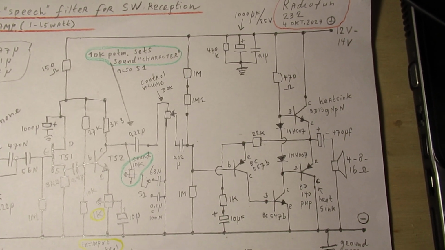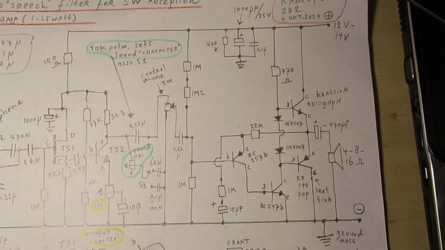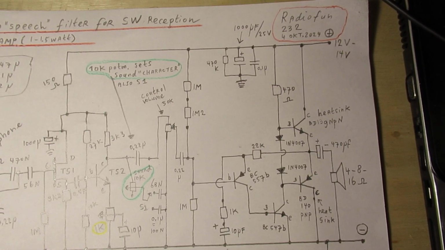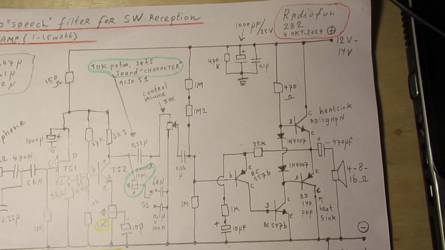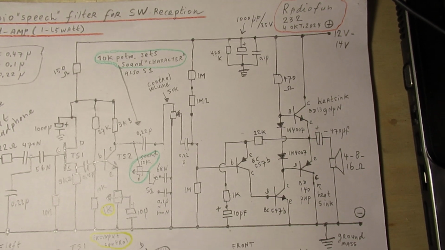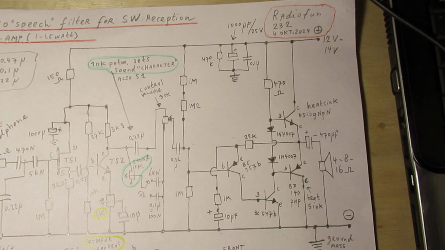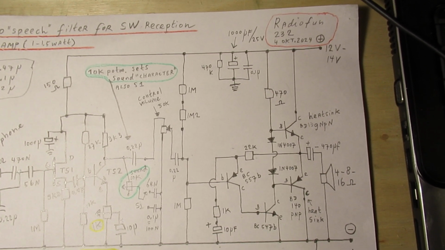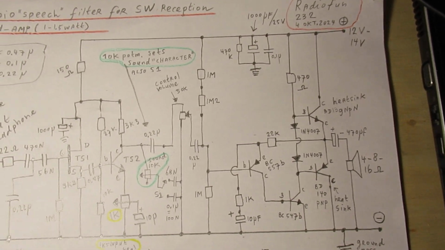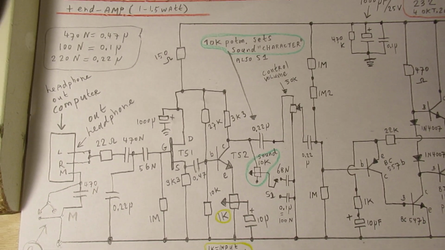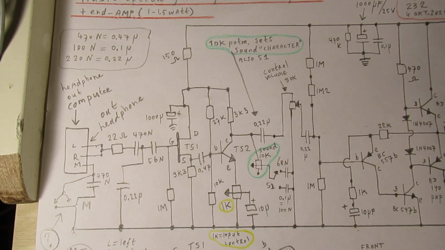That audio end amplifier is more or less normal, and that means that you can also use the first part of the circuit, that is the filter, the audio filter, in combination with, say, a standard 1 watt or perhaps 5 watt or so audio amplifier. Anyway, let's focus again on that first part of the circuit.